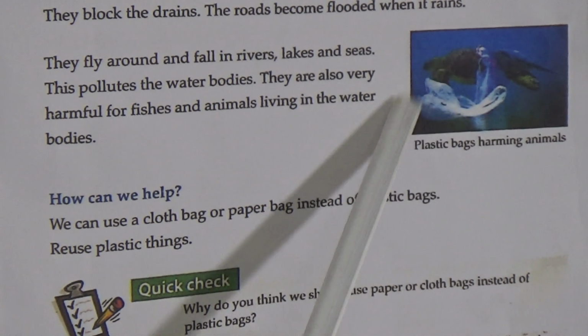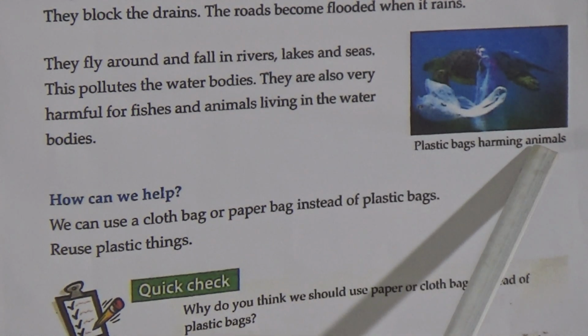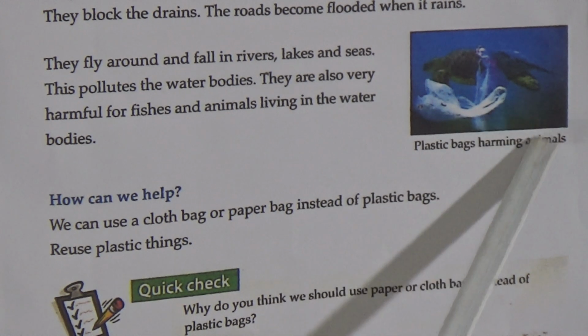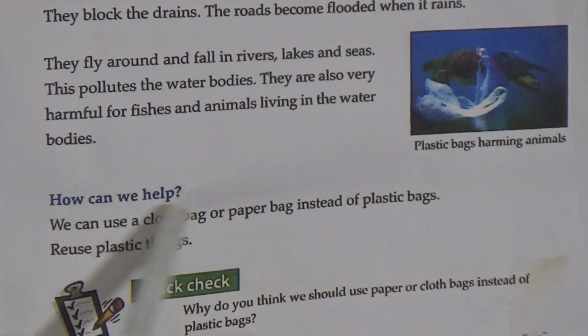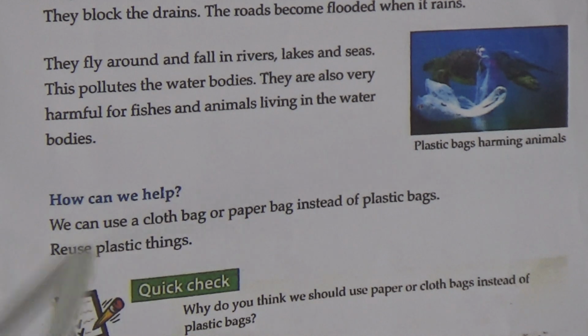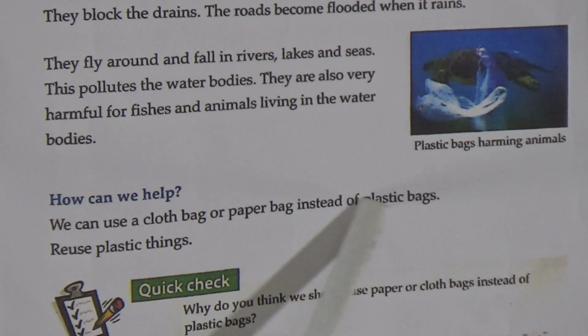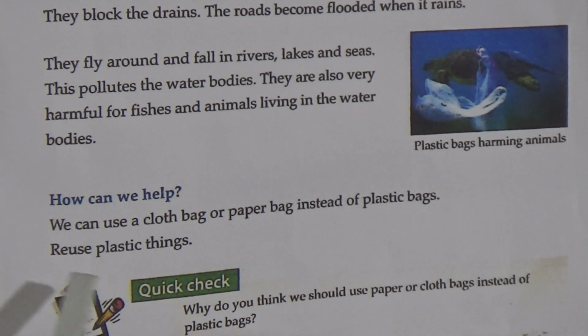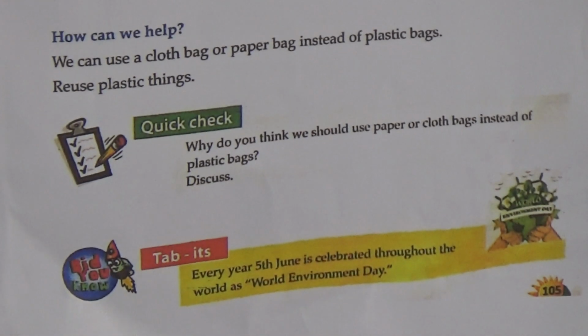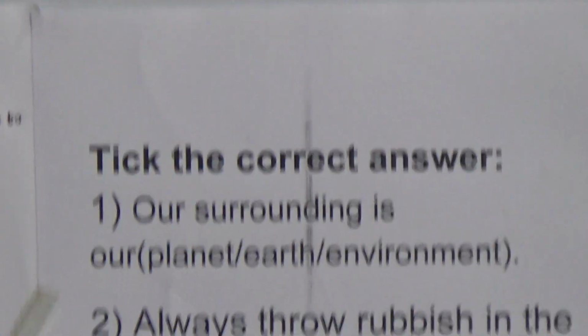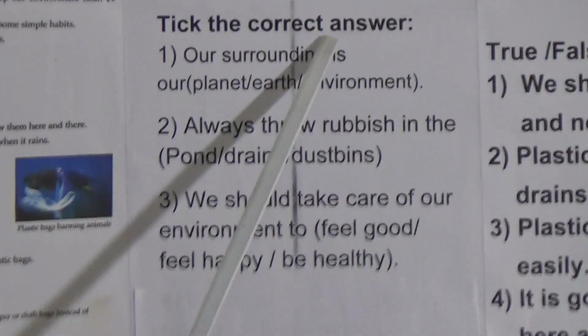You can see this picture. Here is a plastic bag harming animals. This is an aquatic animal. And here is another last question. How can we help? We can use a cloth bag or paper bag instead of plastic bags. Reuse plastic things. So, dear student, I have finished reading this chapter. Now, we will do some exercises of this chapter. Our first exercise is to choose the correct answer.